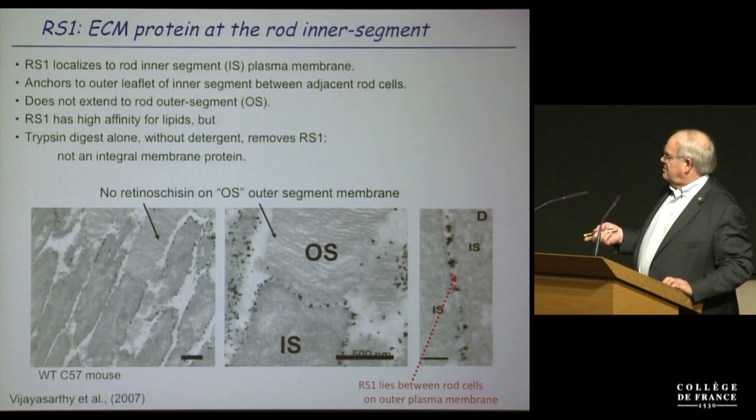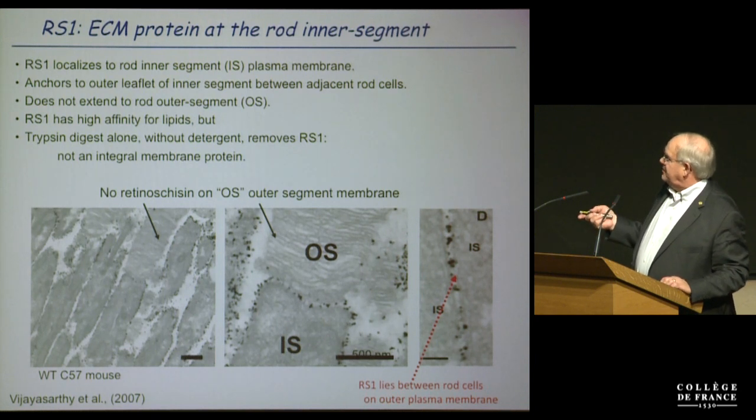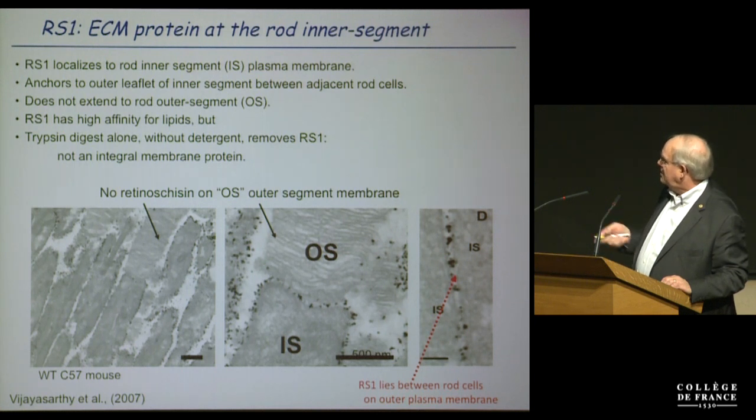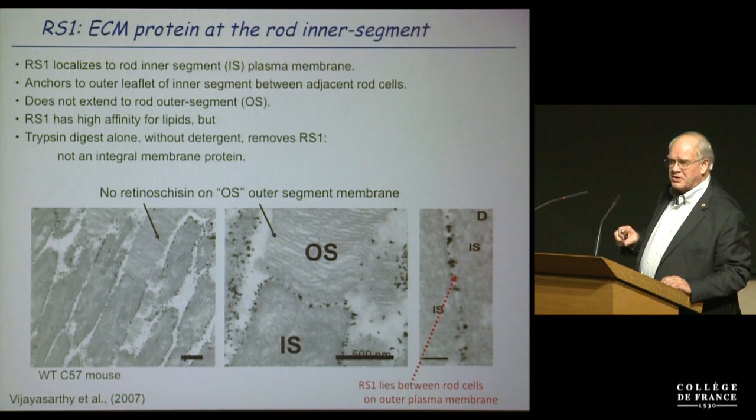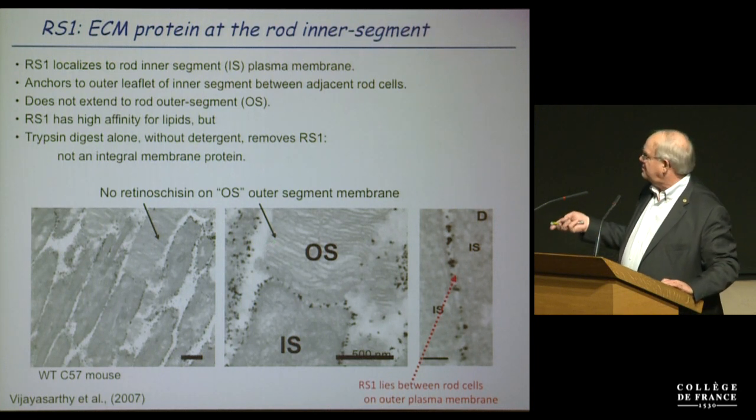Here is the protein on immunogold EM. This is the inner segment of a rod, a mouse rod. This is the outer segment of a mouse rod. And the protein localizes to the inner segment region, not the outer segment region. This is a displaced inner segment, so this is one inner segment and a second inner segment, and it does not spill over onto the outer segment.